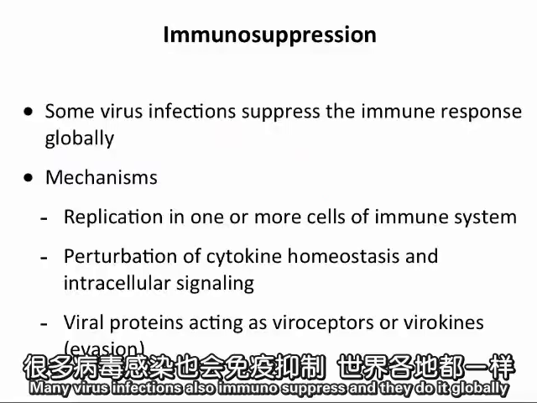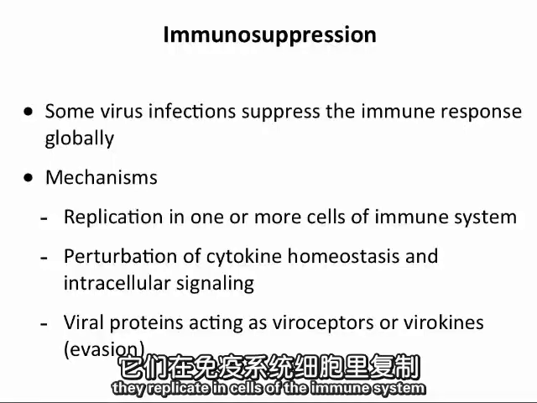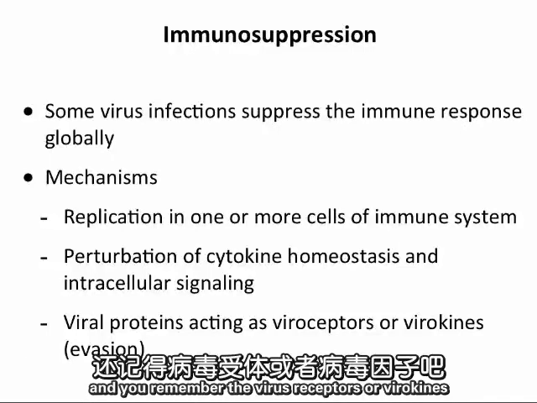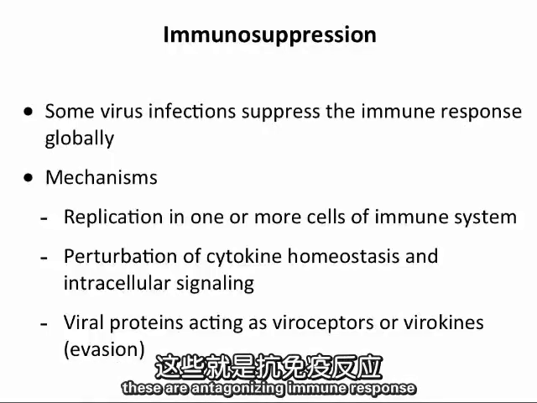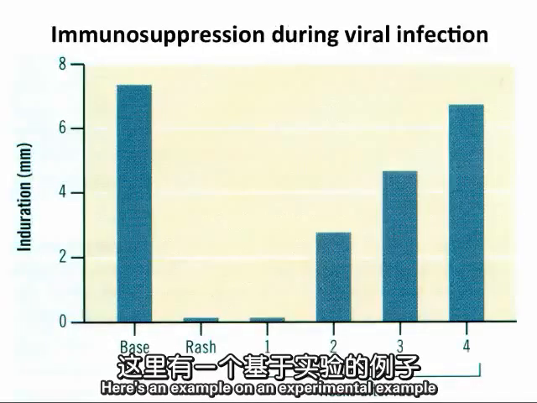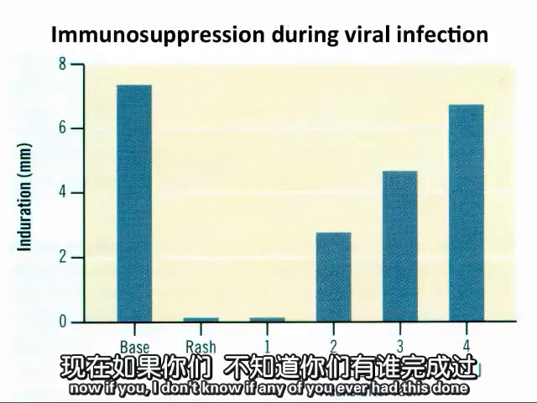Many virus infections also immunosuppress, and they do it globally. They replicate in cells of the immune system. They disturb signaling that's important for cytokine production. And you remember the viroceptors or virokines, these are antagonizing immune responses. These are a form of immunosuppression. Here's an experimental example.